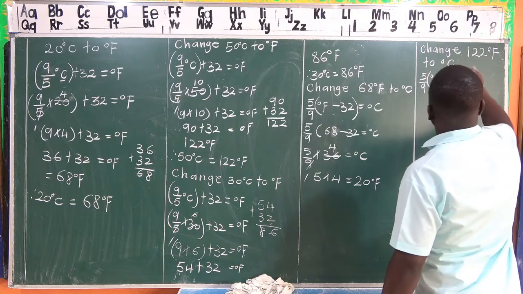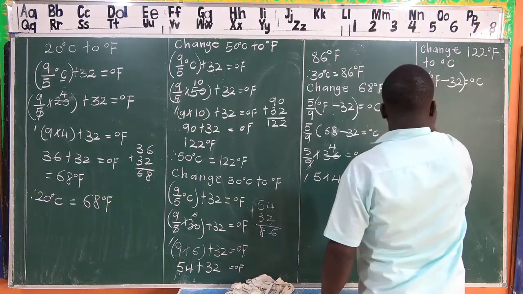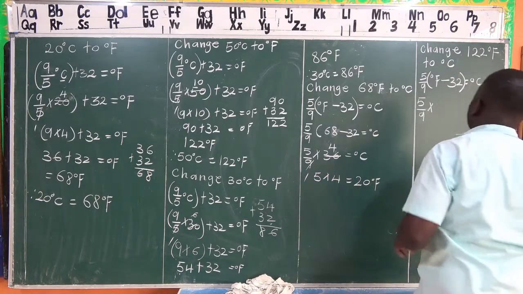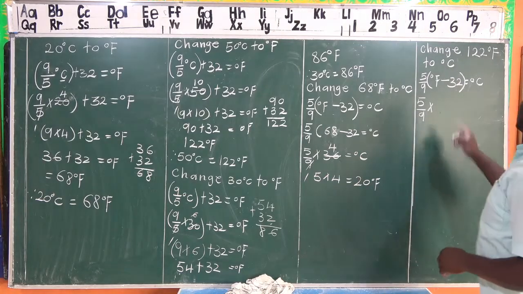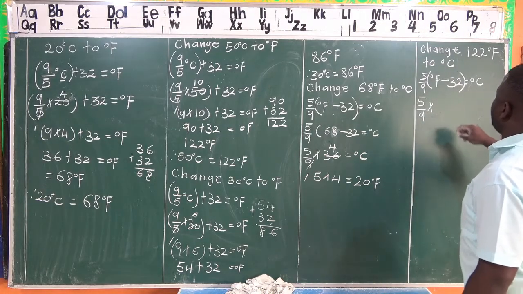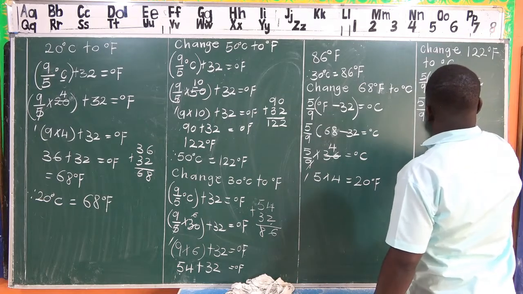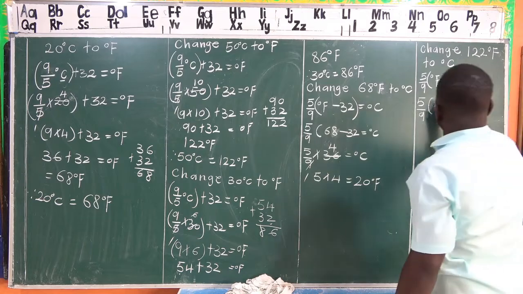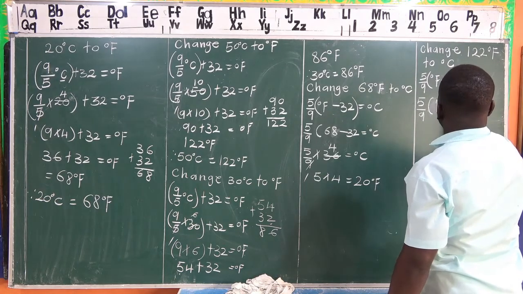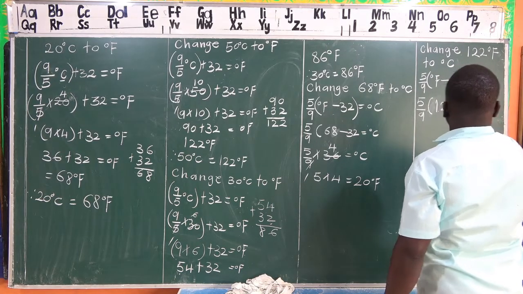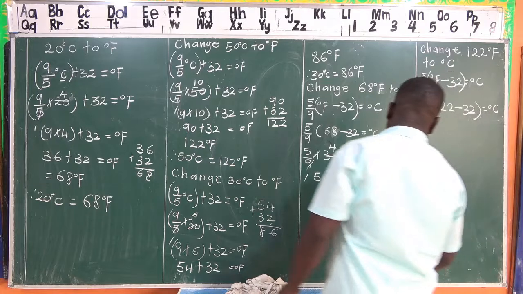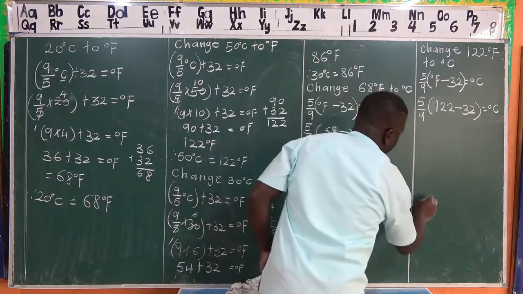Put your brackets here. Then you say 5 out of 9 times, you first subtract, put your brackets, where there is degrees Fahrenheit, you put 122. So you say 122 minus 32. Then you close your brackets, equals degrees Celsius. Then you come here and use your side work.